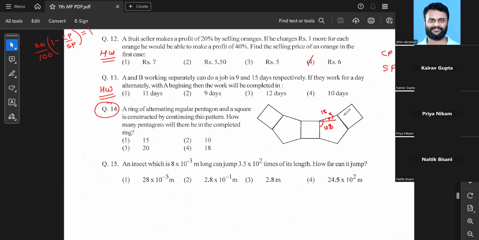360 divided by. Correct. But there is one more catch. After pentagon, again, when it goes to square, it's again an 18-degree shift. Right?